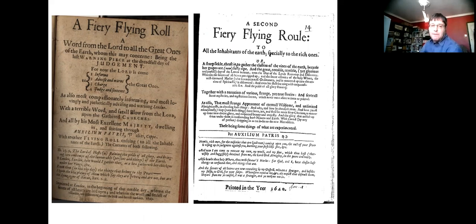Their most famous preacher and self-proclaimed prophet is a man from Warwickshire, Abiezer Coppe, the author of A Fiery Flying Roll and a Second Fiery Flying Roll. Coppe has Baptist origins. He was a Baptist preacher at one point. And the Ranters do believe in community not only of goods, but community of women too. They believe that all things should be shared.